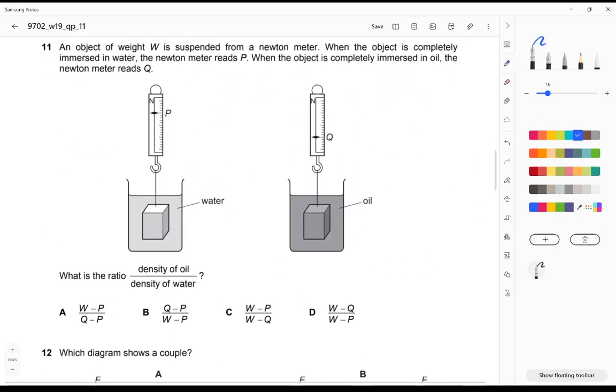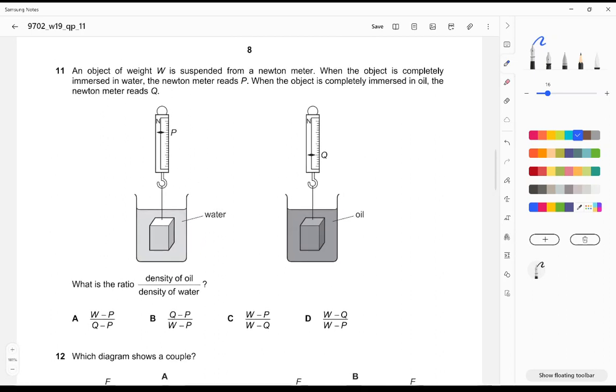Okay, so this one is an interesting question. Let me just read it. An object of weight W is suspended from a Newton meter. When the object is completely immersed in water, the Newton meter reads P. When the object is completely immersed in oil, the Newton meter reads Q. So, what is the ratio of the density of oil to the density of water?